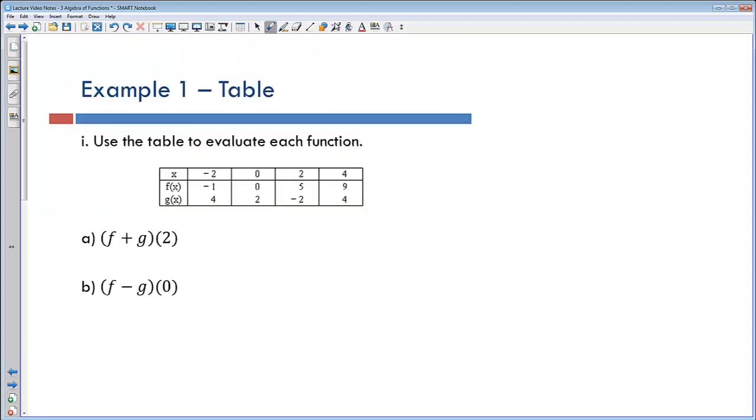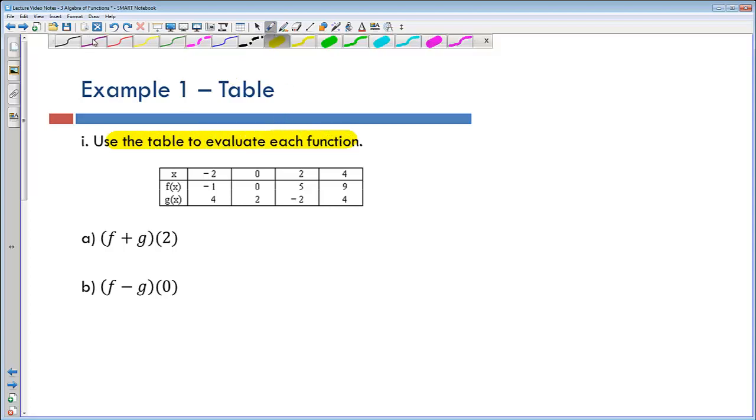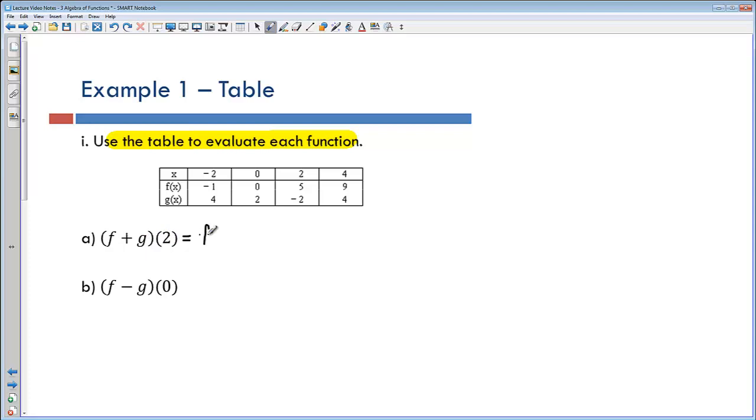We want to take a look at a table, and we want to use the table to evaluate each function. And the trick to these problems is to write out what they're saying and then do what they say. So if you look at this, what we have is f plus g evaluated at 2. So we just write this out. What does this mean? This means do f of 2 and then add g of 2.